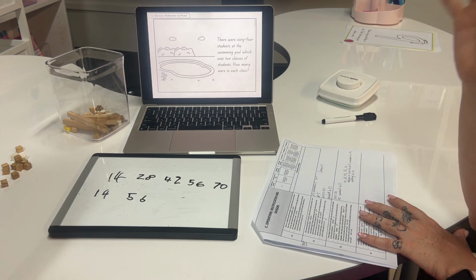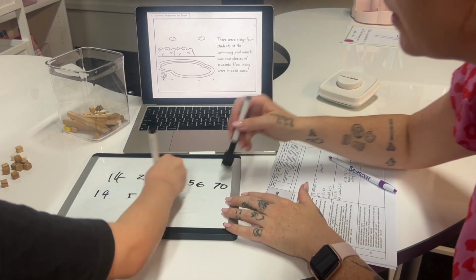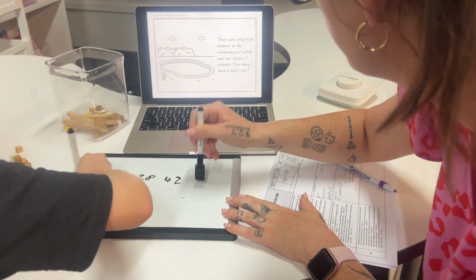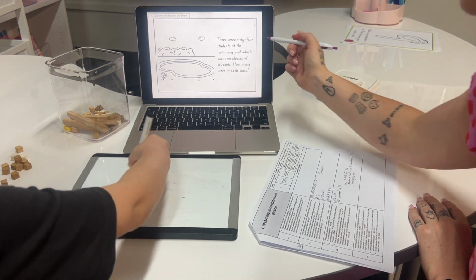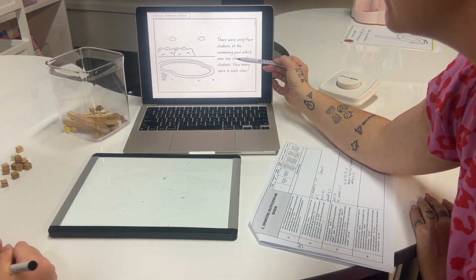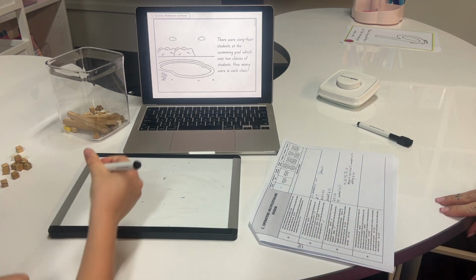All right, next one. There were 64 students at the swimming pool. That's a lot of kids. And that's in 2 classes. So 64 students at the swimming pool, which was 2 classes of students. How many are in each class?